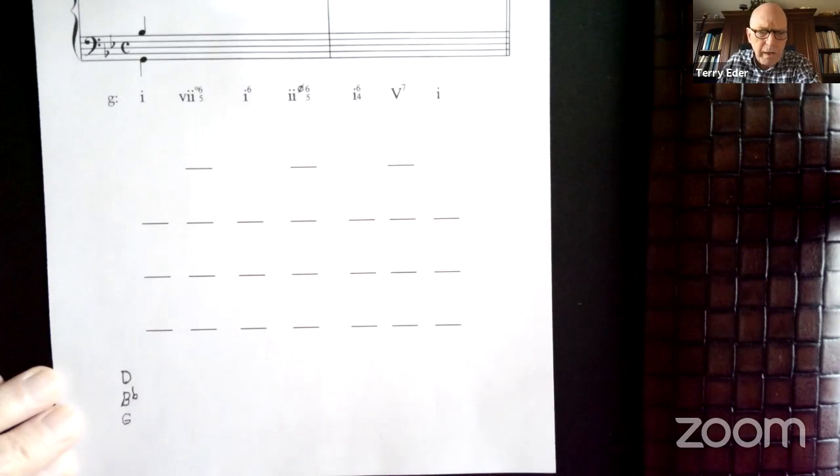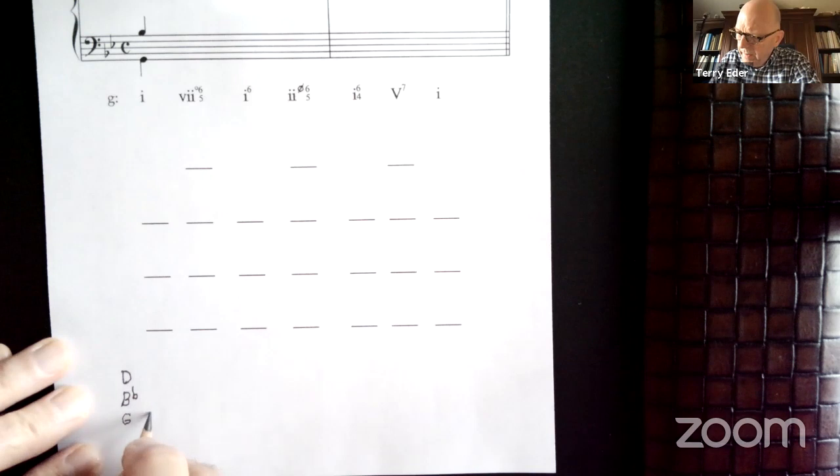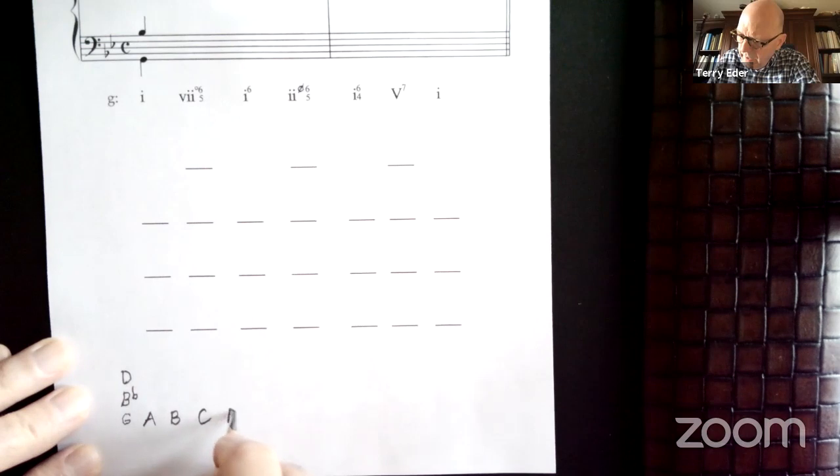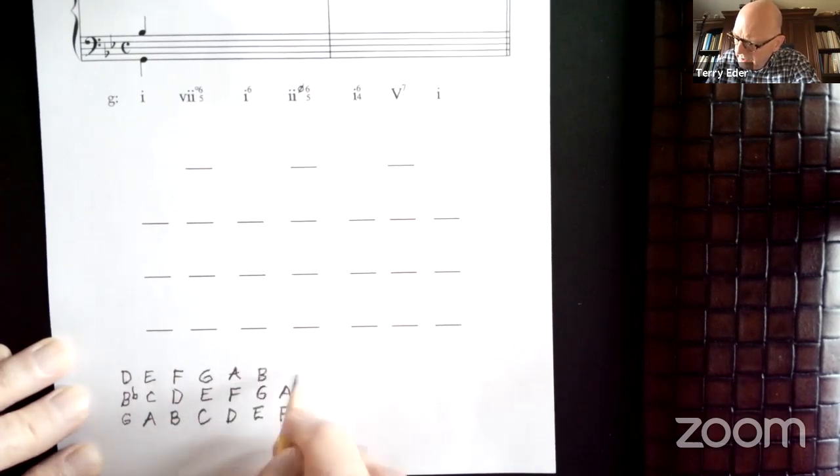Hopefully you can see that okay. I'm writing it a little small to give myself room. And then we're just going to write the letters in order, the 7 letters, starting on G: G, A, B, C, D, E, F, and then B flat, C, D, E, F, G, A, and then D, E, F, G, A, B, C.